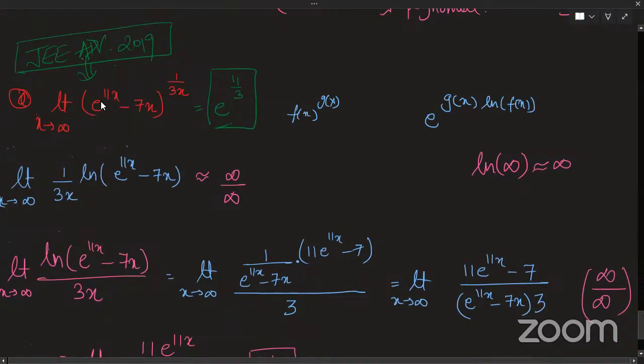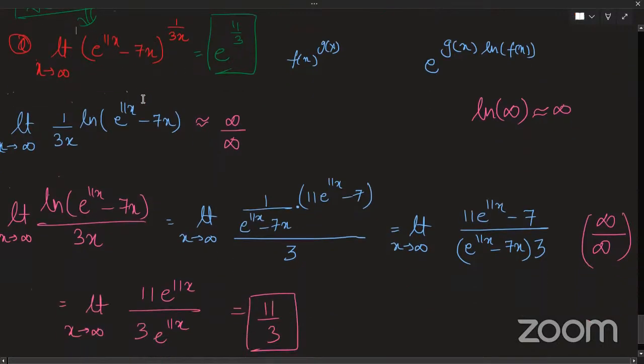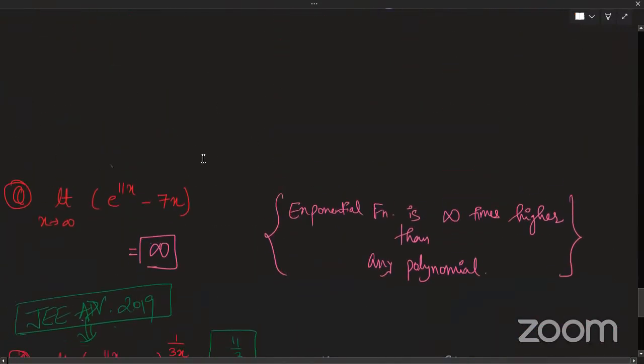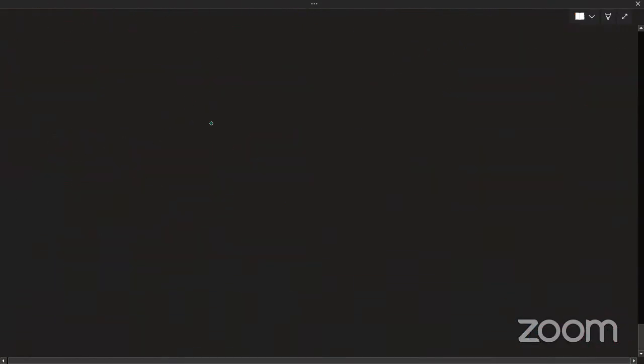Most of them were not able to figure out which form this is. Obviously, raised to infinity, they were able to figure out, but they were not able to get whether it is 0 raised to infinity, 1 raised to infinity, or what. I'm glad that we were able to do it in very little time.